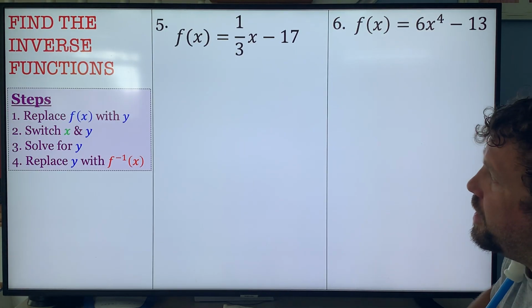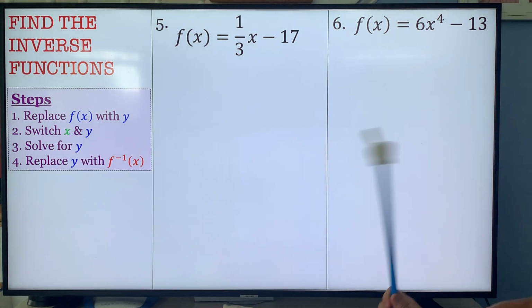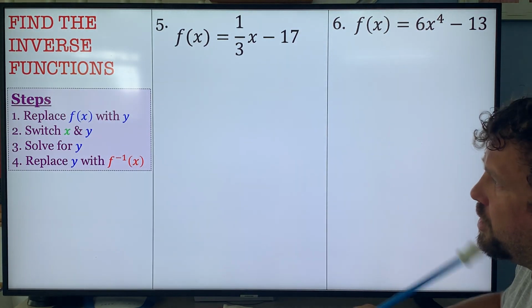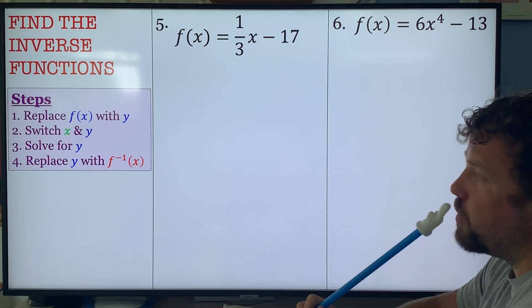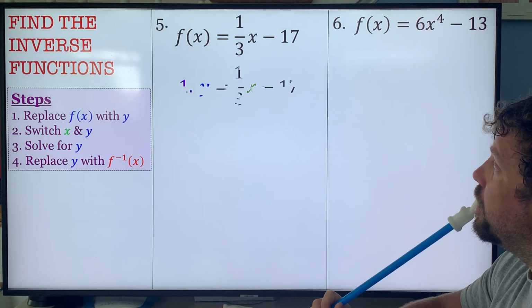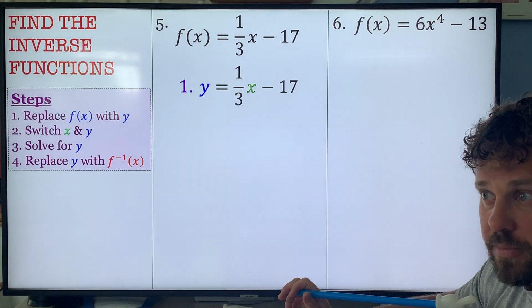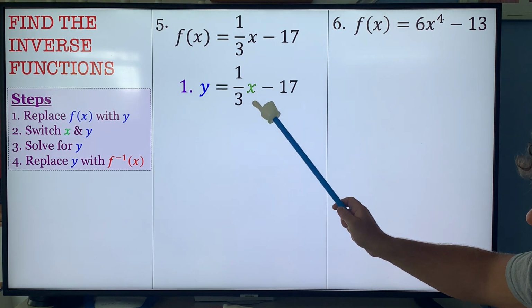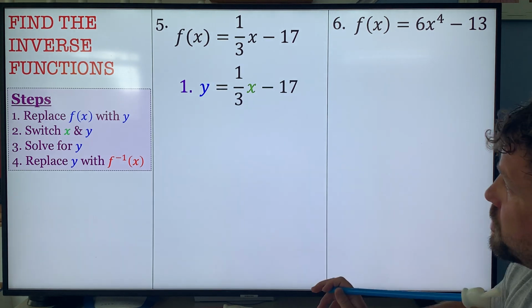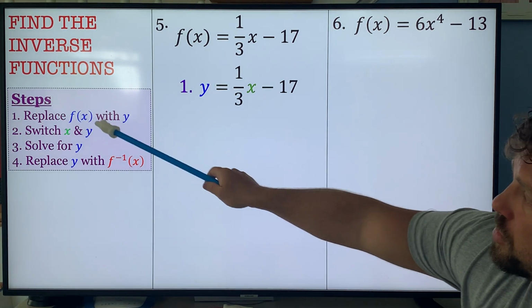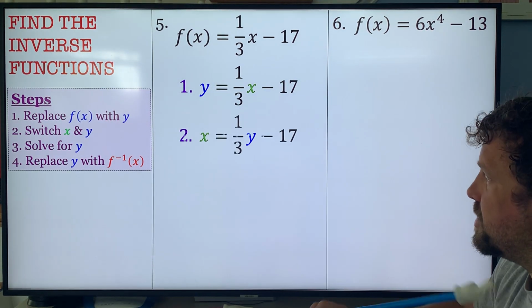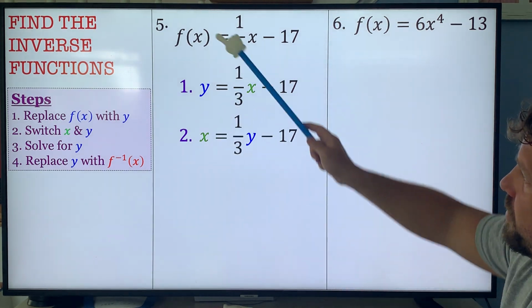All right. Now next we're going to go to finding inverse functions. So finding an inverse function. First step, replace the f of x with a y. Y equals 1/3 x minus 17. Okay? Oops, sorry, f of x became y.